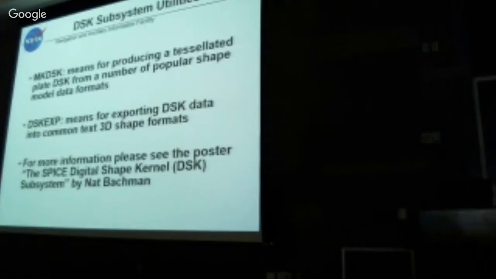The DSK subsystem provides a new utility program that enables users to make DSK files from a variety of commonly used formats, such as plate vertex table, Gaskell shape model, and vertex facet table. This utility is MKDSK. Along with that, we also provide DSKEXP, a utility for exporting DSK data into common text 3D shape formats. Information about the Digital Shape Kernel subsystem is in the poster by Nat Bachman, which will be presented later today.